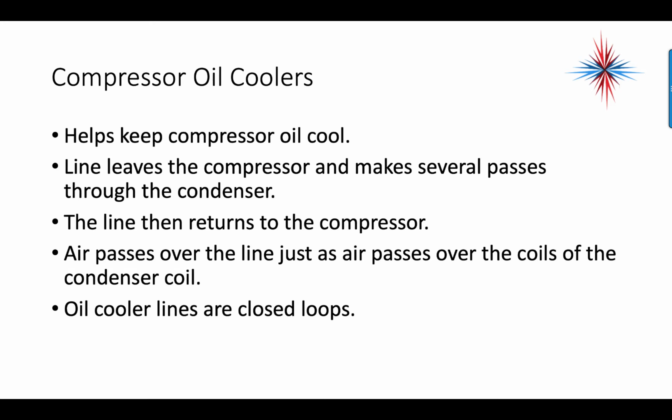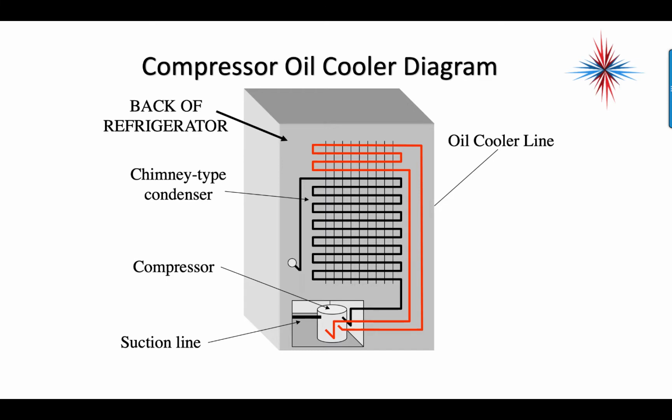The compressor oil cooler will help keep compressor oil cool. The line leaves the compressor and makes several passes through the condenser and then returns to the compressor. Air passes over the line just as air passes over the coils of the condenser coil. Oil cooler lines are closed loops. So we might have an extra line at the back here, okay, along with the condenser. It's going to be two lines coming out of the compressor, and all it does is circulate the oil through to help cool the oil in there.